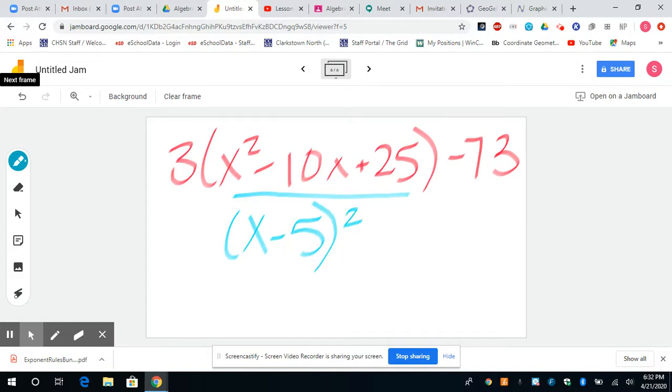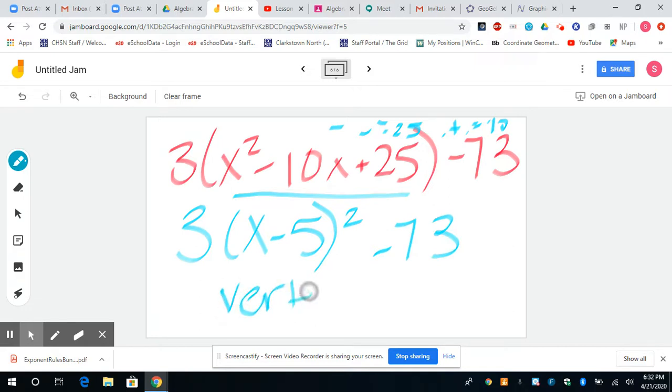And you can also solve it, right? What two numbers multiply to 25 that also add to negative 10, right? And they have to be the same. Negative 5 works. Leave the 3. Leave the 73. So now what is your vertex?